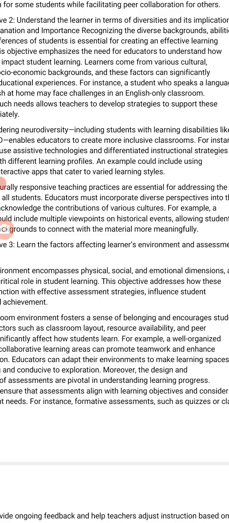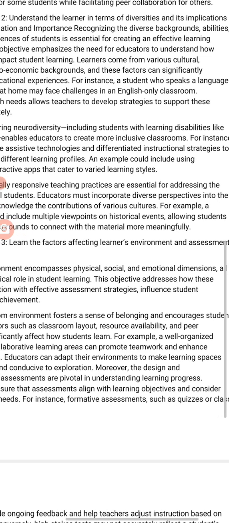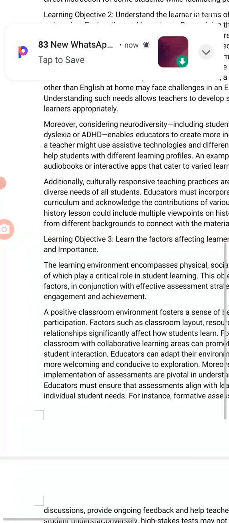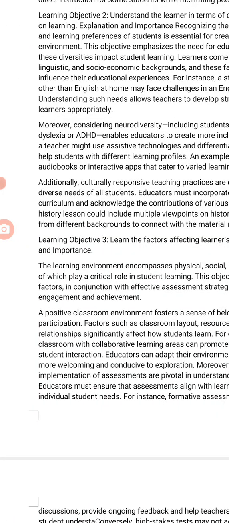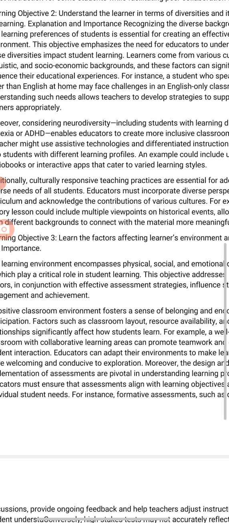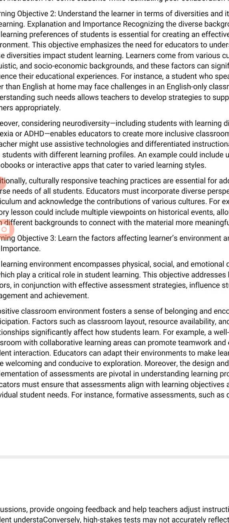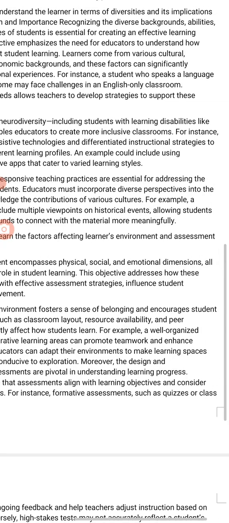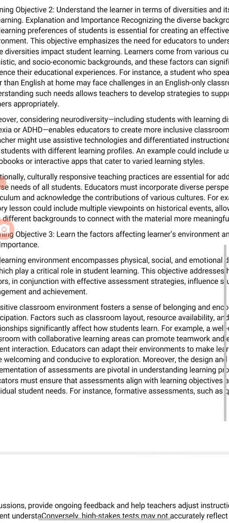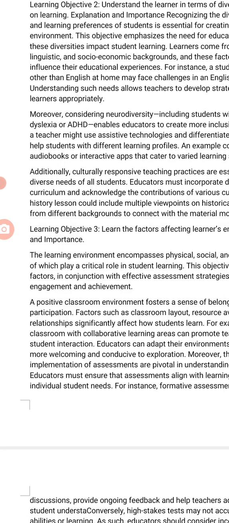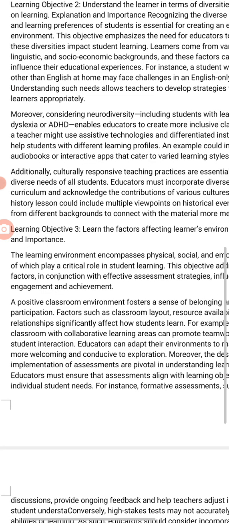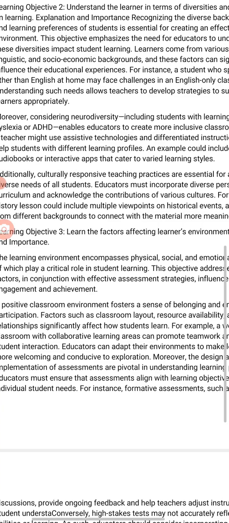So these are people that actually have a lot in them, but they take time to process information, and they are slow in writing and speaking as well. So for these ones, for instance, a teacher might use assistive technology and differentiated instructional strategy. The instructional strategy must be differentiated in order to help students with different learning profiles.